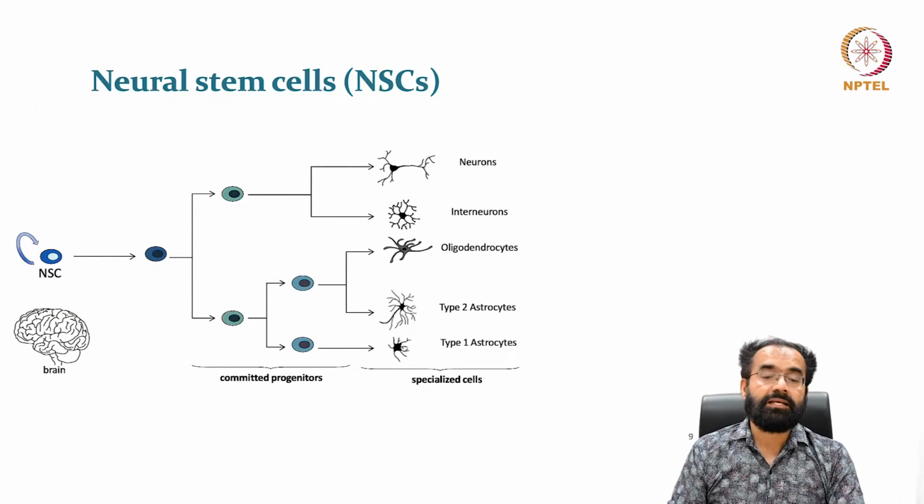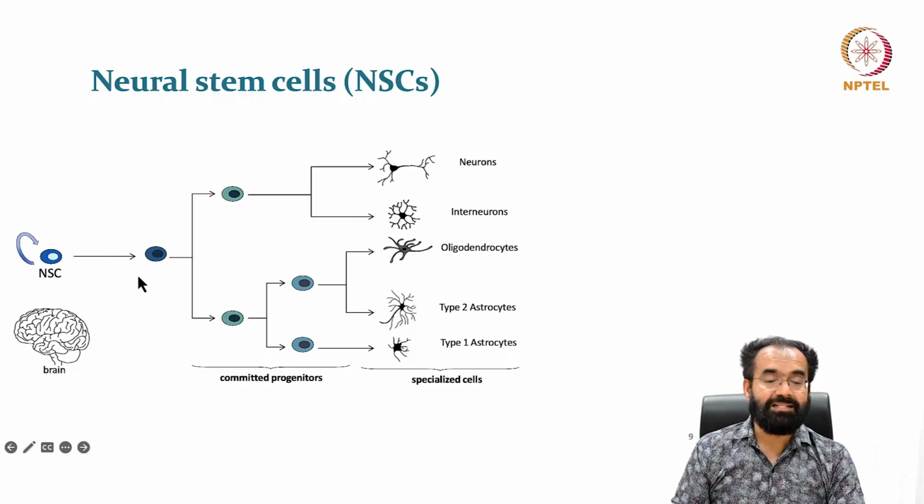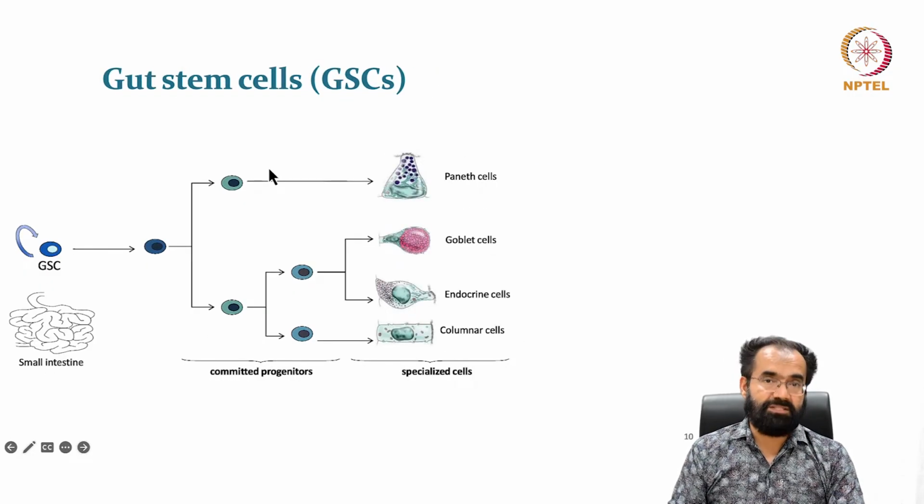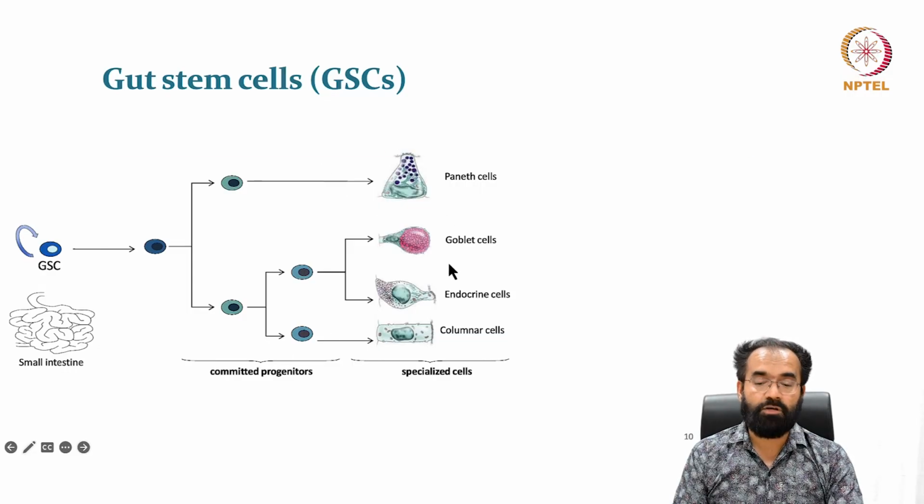And neural stem cells, also known as NSCs, are derived from the stem cell and give rise to committed progenitors and then to various neurons, interneurons, oligodendrocytes, type 2 astrocytes, type 1 astrocytes, etc. Gut stem cells are another type of adult stem cells. They can make copies of themselves and give rise to committed progenitors, and they can give rise to Paneth cells, goblet cells, endocrine cells, columnar cells, etc., which are specialized cells.